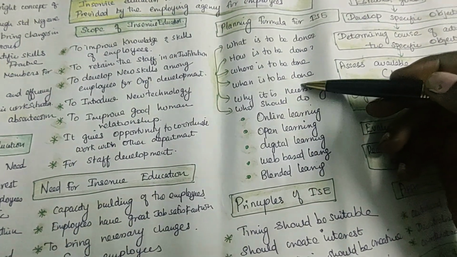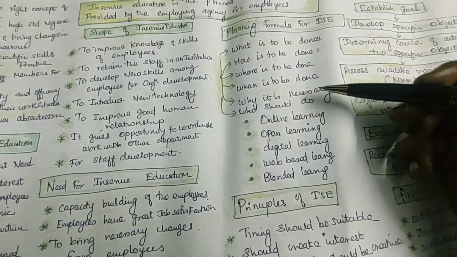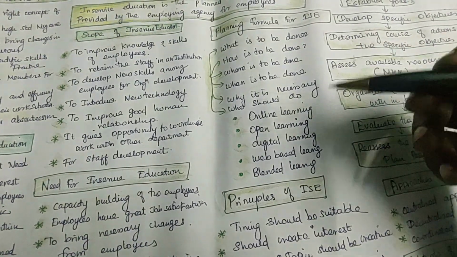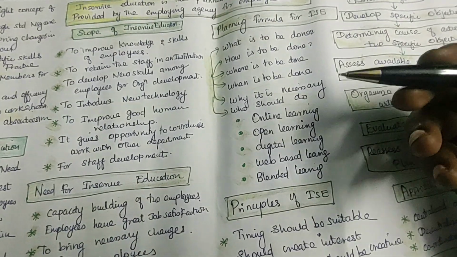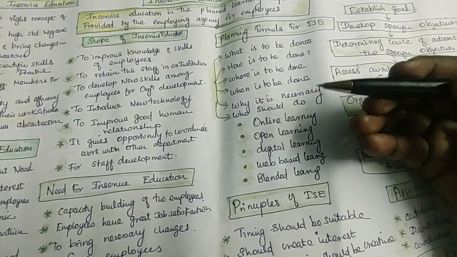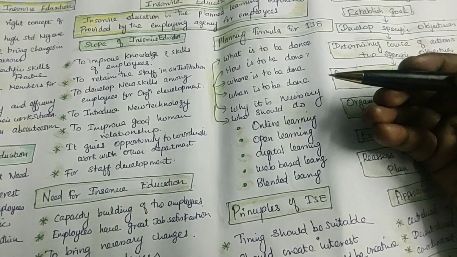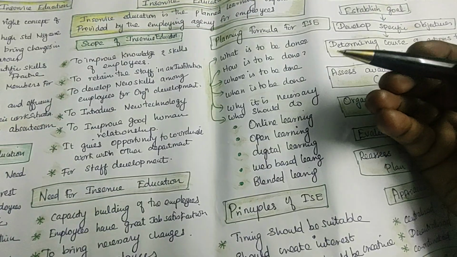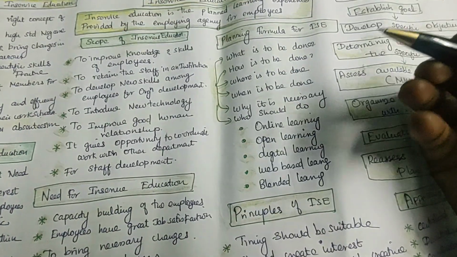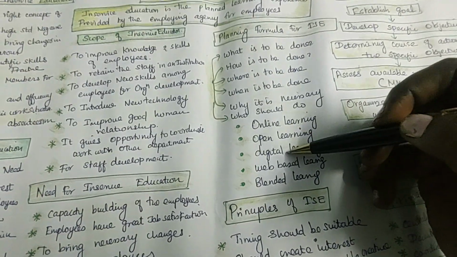Because it's a 24-hour, 7-day service, most of the staff cannot all attend. So are we going to conduct this as online learning or open learning, or a CBT-like program? Already you will have a training module, and in leisure time your staff can read it and do it, like a programmed instruction form of in-service education. Or digital learning, web-based learning, blended learning, or an offline hands-on training program. So these many things you have to plan.